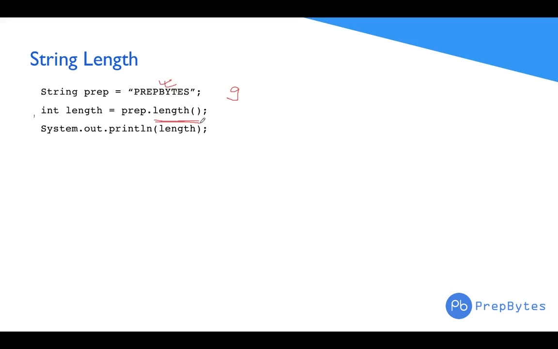This is the method. We have the object and we call the length method on this particular object. So this variable contains the length of the prep string. If we try to print this length, we get 9 as the output. This is something you will use quite often when using strings, the length method. We call this method on any string object whose length we want to calculate.